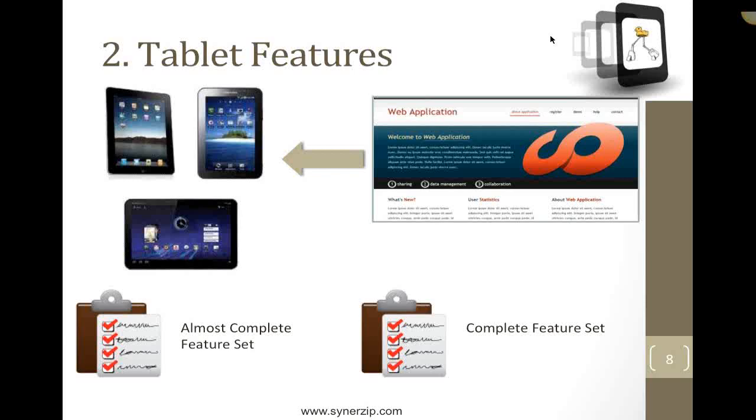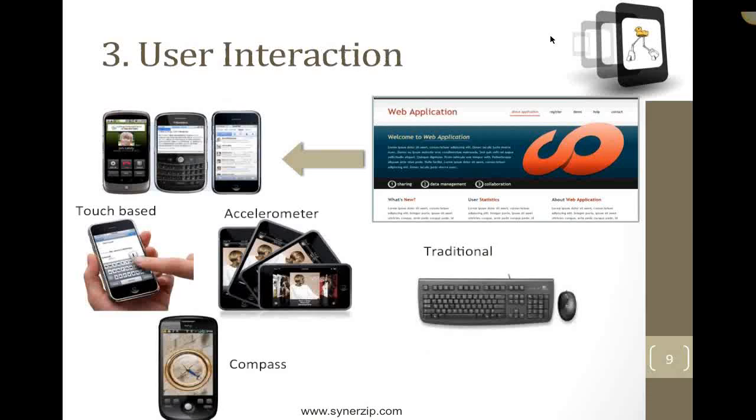The third thing is, how do people interact with these new age smartphone or tablet applications? Traditionally, we used to use our keyboard and mouse to interact with them. Now it's touch, there's an accelerometer, you can shake the mobile phones or tablets. There's also a compass which helps you interact with your applications.